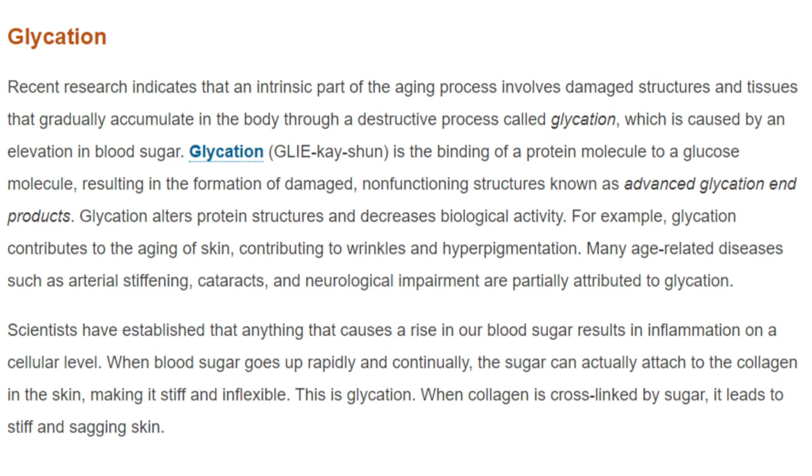Glycation. Recent research indicates that an intrinsic part of the aging process involves damaged structures and tissues that gradually accumulate in the body through a destructive process called glycation, which is caused by an elevation in blood sugar. Glycation is the binding of a protein molecule to a glucose molecule, resulting in the formation of damaged, non-functioning structures known as advanced glycation end products. Glycation alters protein structures and decreases biological activity. For example, glycation contributes to the aging of skin, contributing to wrinkles and hyperpigmentation. Many age-related diseases such as arterial stiffening, cataracts, and neurological impairment are partially attributed to glycation.